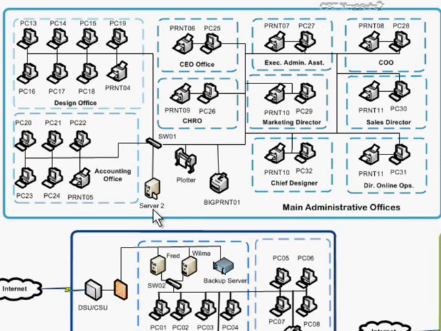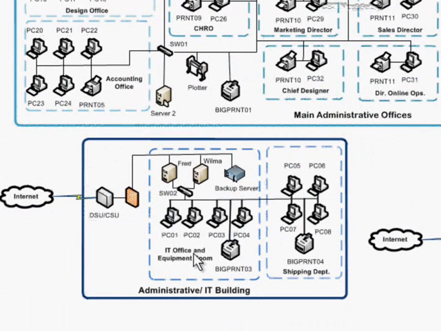However, it looks like the IT proper is centralized in this environment to the administrative IT building, which could be a building next door on the campus or maybe a little bit down the street, whatever. And in this case, we have the shipping department with some client desktop PCs and a shared printer. Then we have the IT office that has some workstations. There's the server room with some servers.